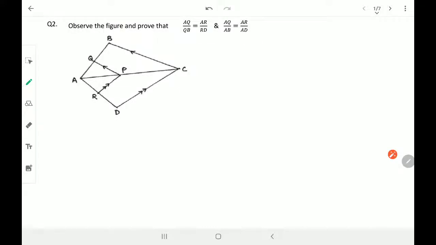Hello everyone, good morning. So again I welcome you in this triangle topic. We started understanding about BPT, that is the basic proportionality theorem. Yesterday we solved some questions as well as the theorem. Again I repeat what exactly the BPT is.